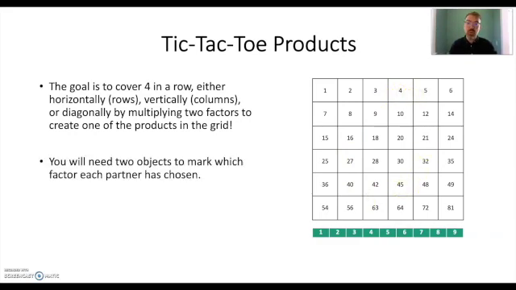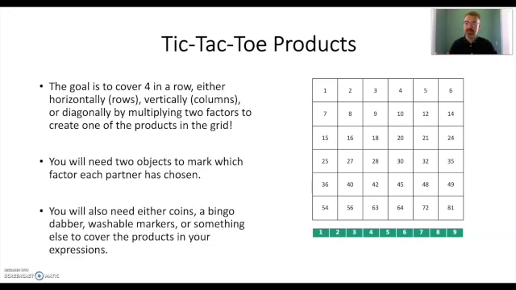Now you're going to need 2 objects to mark which factor each partner has chosen. It doesn't matter what they are, but a paperclip works very well. You're also going to need either coins or a bingo dabber and washable markers if you choose to put the game board into a freezer Ziploc bag, for example, or something else to cover the products in your expressions.